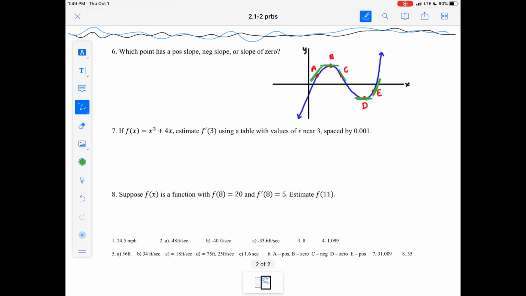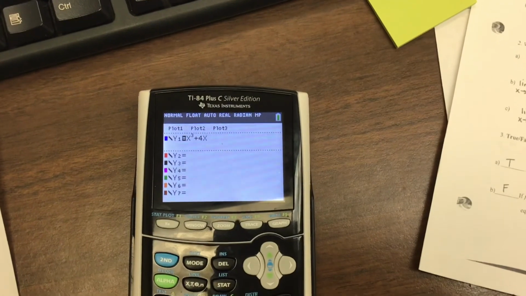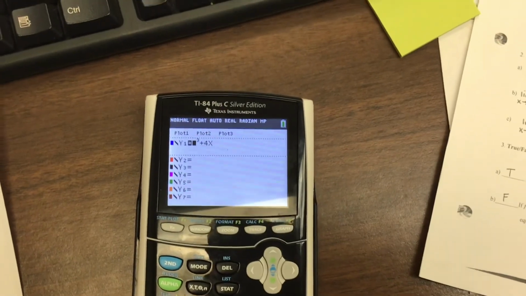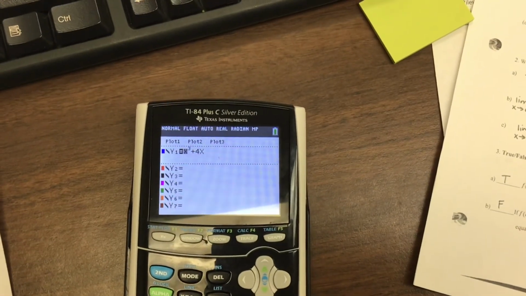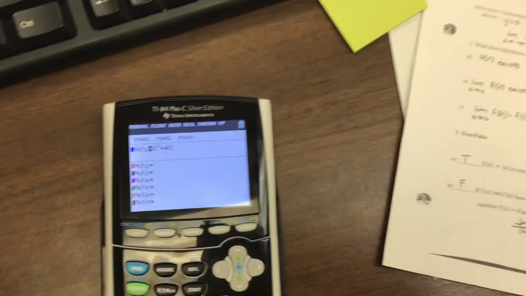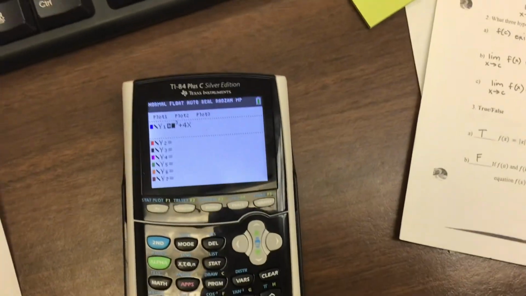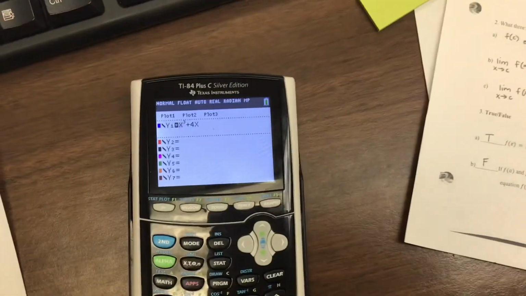Okie dokie. So then that's 7 and 8. For 7, we're going to use our graphing calculators. They are asking us to estimate f prime of 3, and we're going to use a table of values, and they tell us what the "h" is for that scenario. So let's get our calcs out. So for this problem, we have y equals x cubed plus 4x, because that was our function. And then we wanted to use h as 0.001.